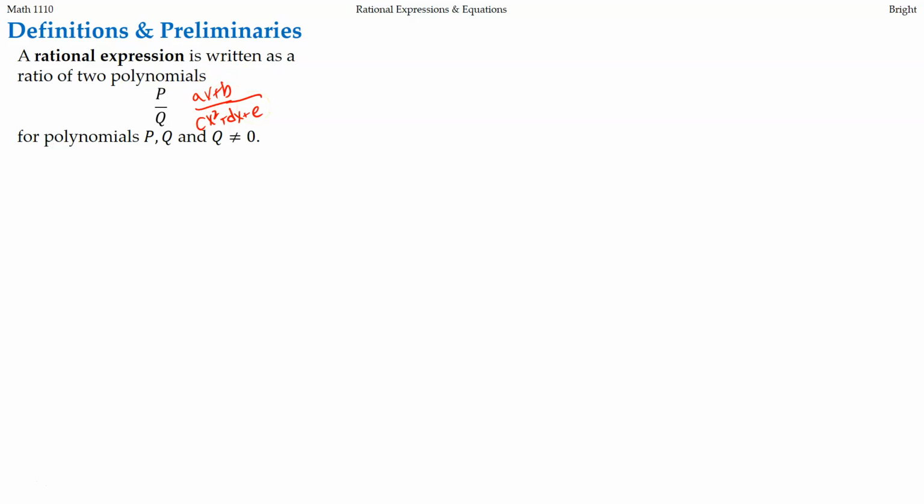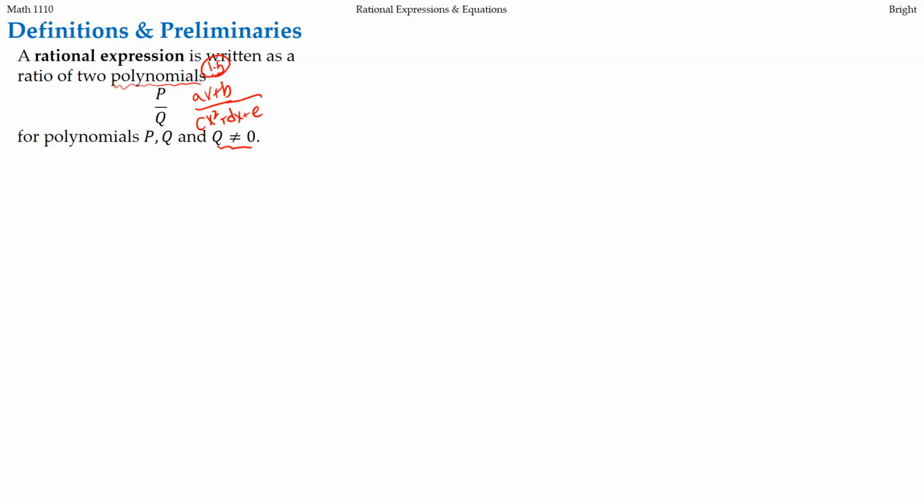Again, if you don't remember the exact definition of a polynomial, go back to section 1.5 and review that definition. In any case, here we are. The only limitation we have right here is that the denominator q cannot be 0, because otherwise we divide by 0 and, well, bad things happen.